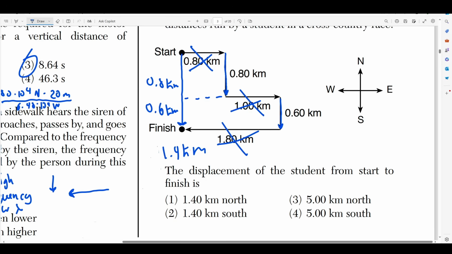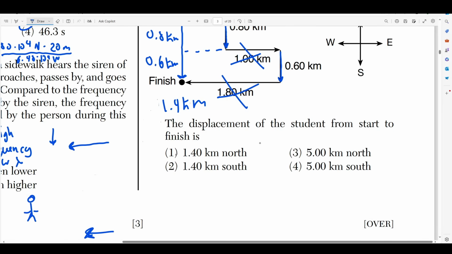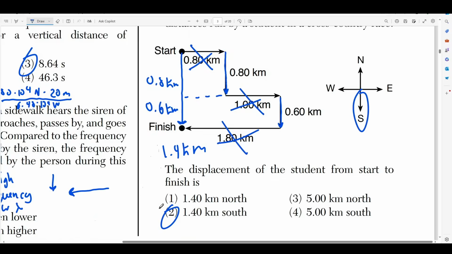Displacement is a vector, so it has a direction associated with it. So he's displaced to the south, right? Well, his start point was to the south. His finish point was to the south, or directly below, which means south, right? If you didn't know, of his start point. So his displacement was 1.4 km south.